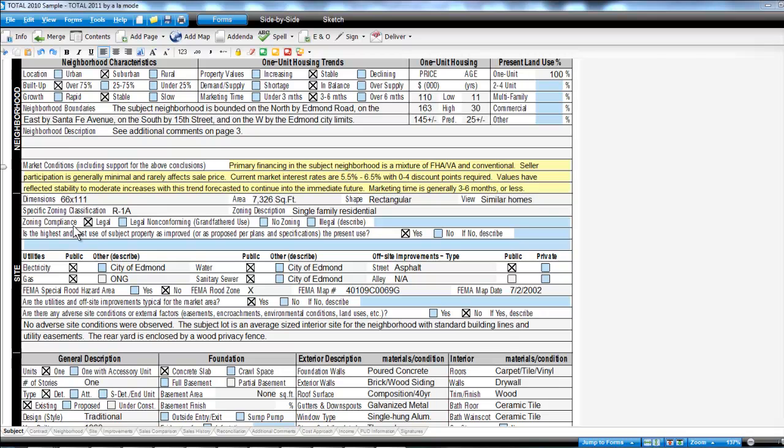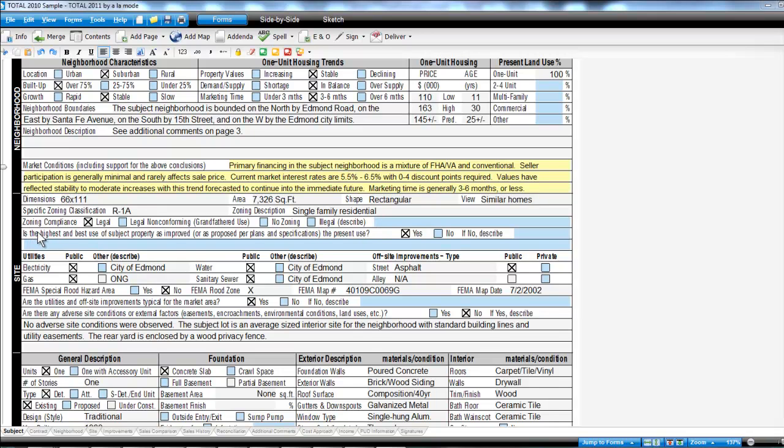Zoning compliance, again, this will be based on your observation and familiarity with the neighborhood. Typically it will be legal. There may be some older grandfathered uses where you need to check this box. Out here, even in the county areas, there are still zoning codes, and occasionally you'll find illegal additions or illegal structures, and you'll need to call that out and describe it as well.